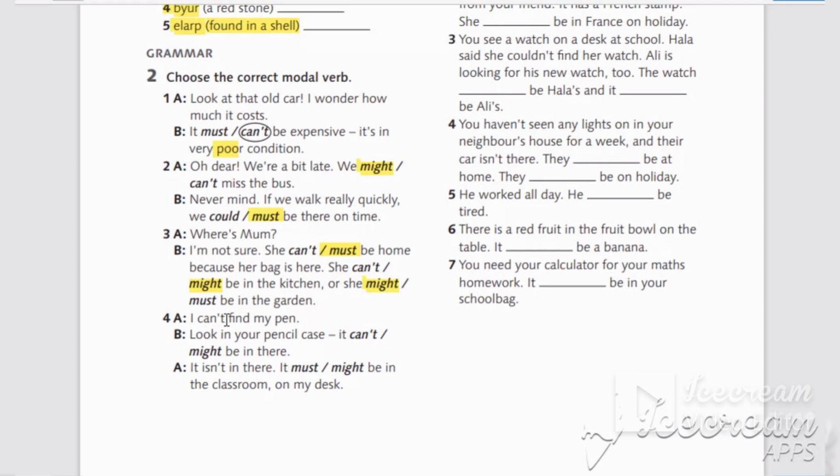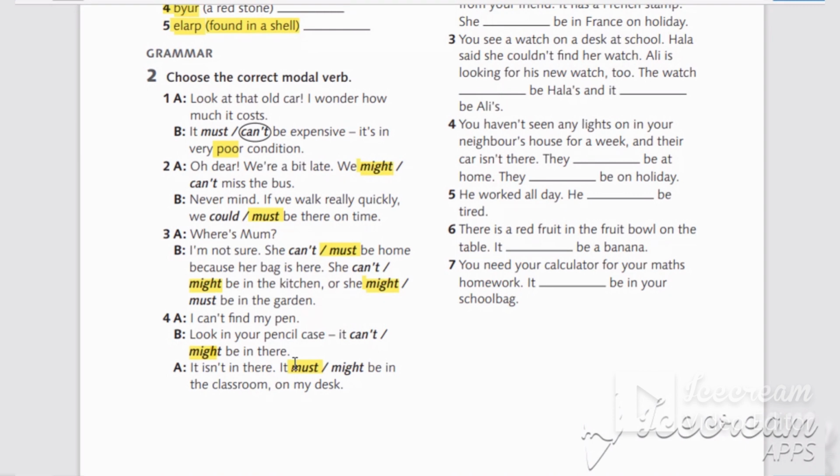Excellent. I can't find my pen. Look in your pencil case. It can't be there or it might be there. Pencil case المقلمة، معناته it might. Okay, excellent. It isn't in there. It must be in the classroom or it might be in the classroom. مش موجود في معناته excellent. It must be in the classroom.